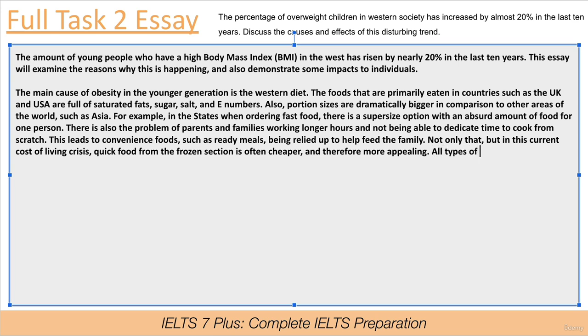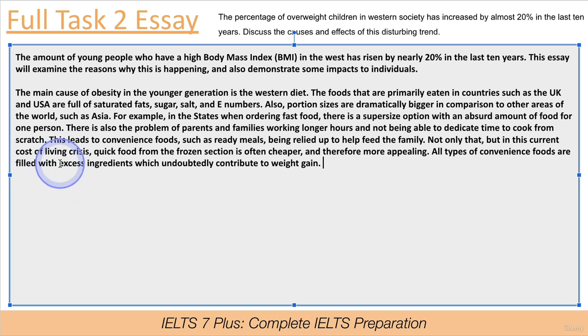Let's lead this and answer the question. All types of convenience foods are filled with excess ingredients, which undoubtedly contribute to weight gain. Maybe instead of excess ingredients, filled with detrimental ingredients, which undoubtedly contribute to weight gain.